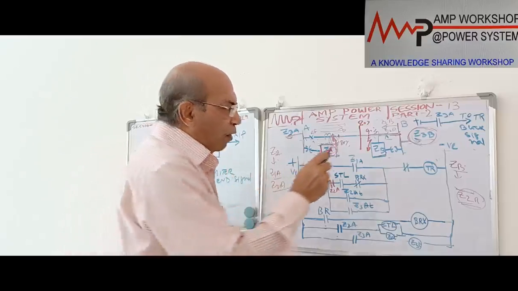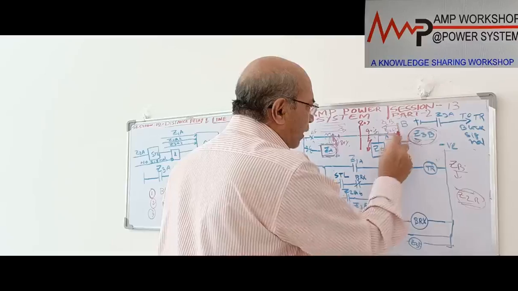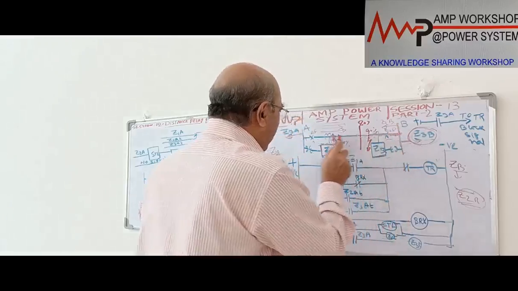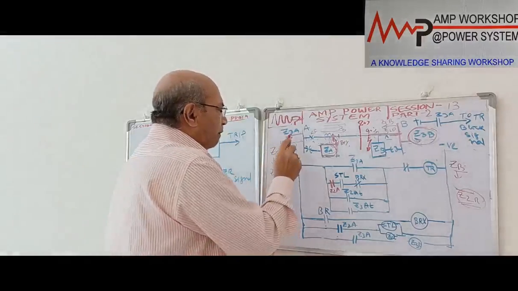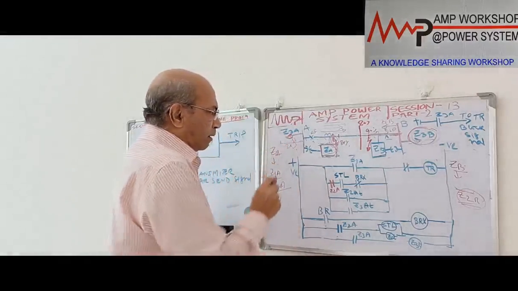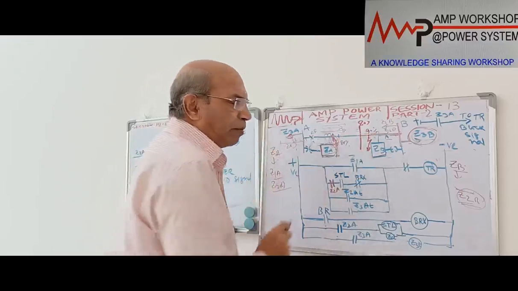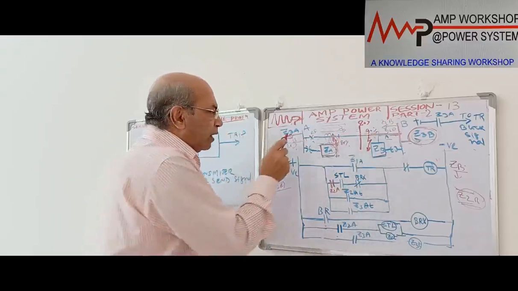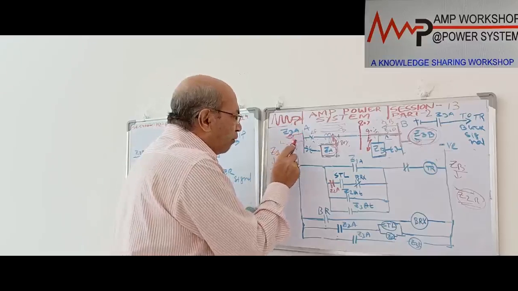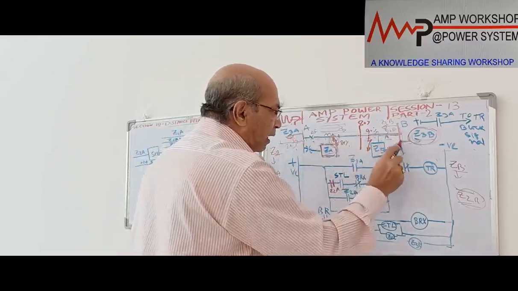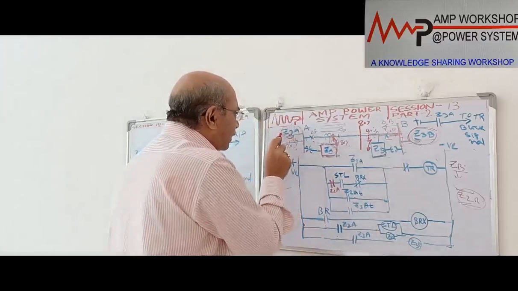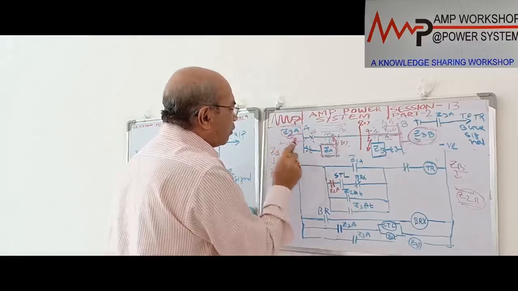Because why? When the Z2 is operating over here, Z2 covers how much? Entire line plus 20% of the next line. If the fault is over here, Z2 is operated. But in that case, if the fault is within 20% of this line, then this relay at the other end is also seeing the fault; the Z3 relay of that end is also looking at the fault.